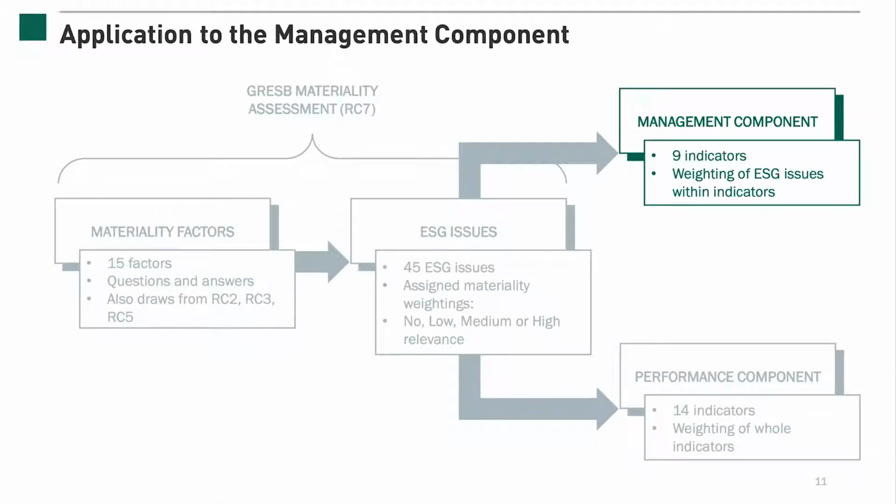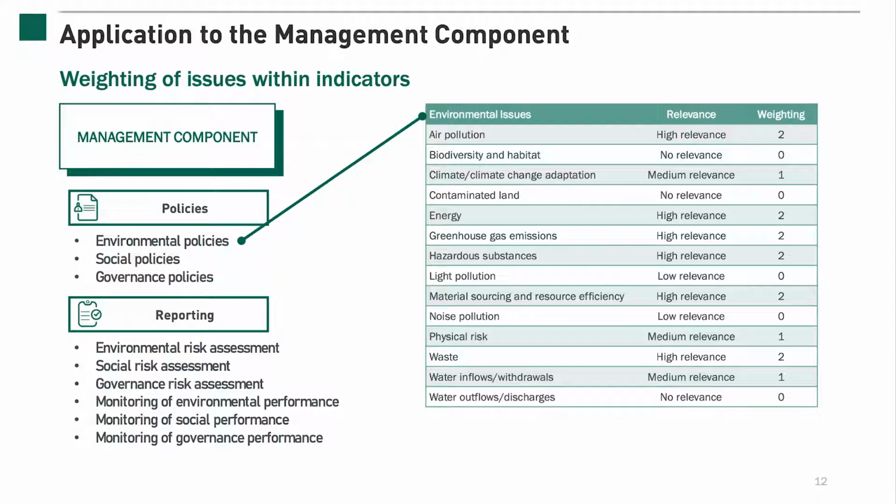The materiality weightings for the ESG issues then apply throughout the asset assessment. In the management component, this is in 9 of its indicators, and in the performance component, in 14 of its indicators. Let's look at the management component first. There are 2 aspects, policies and risk management, and 9 indicators where materiality-based scoring applies.